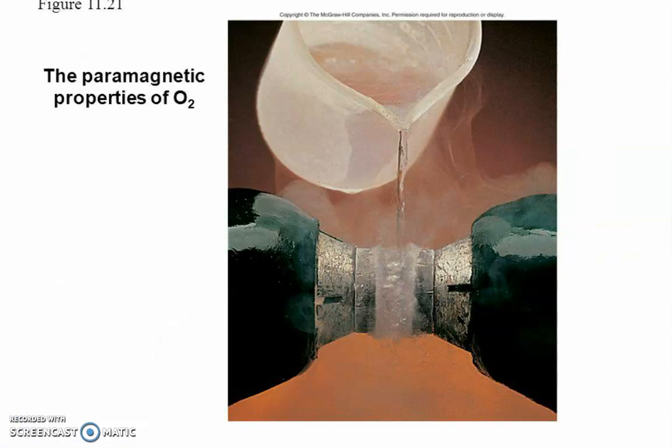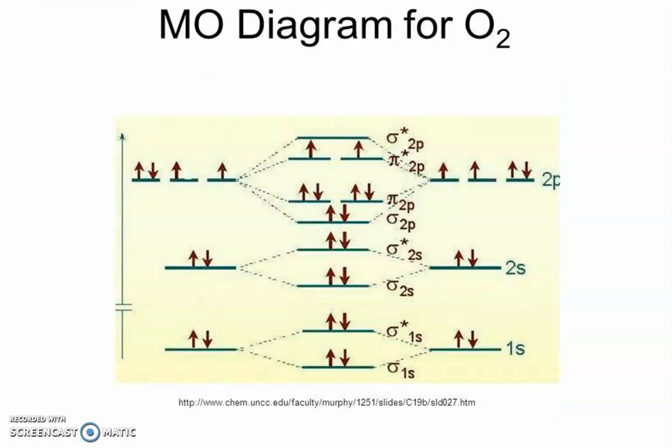One question is very common. People are always asking why O2 is paramagnetic, and the paramagnetic behavior of O2 is explained on the basis of the molecular orbital diagram. MO diagram for O2. You can see 1s, 2s and 2p, and their molecular orbitals: sigma 1s, sigma star 1s, sigma 2s, sigma star 2s, sigma 2p, sigma star 2p, pi 2p, pi star 2p.